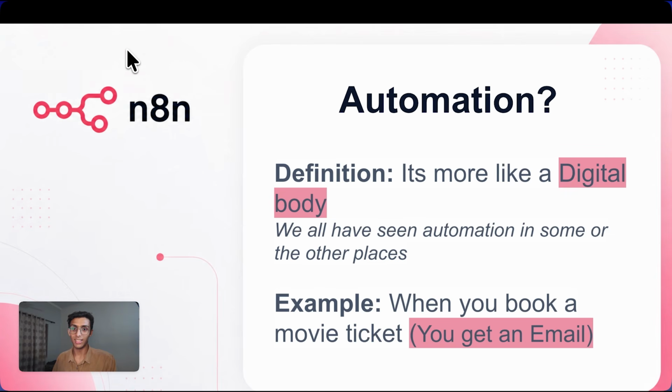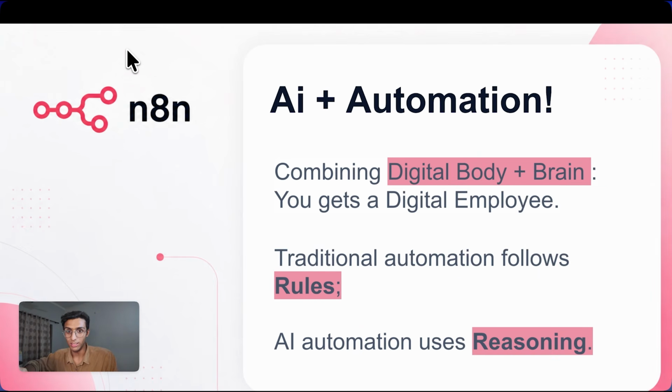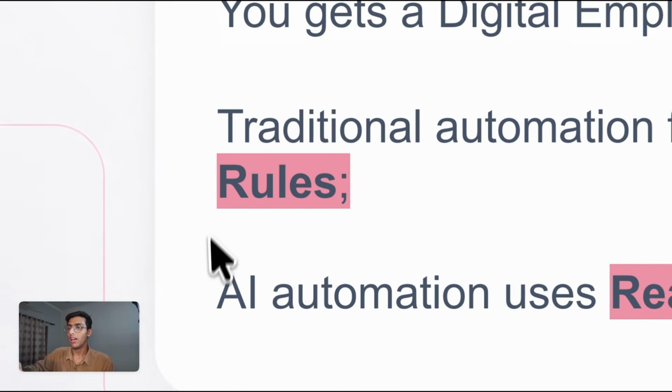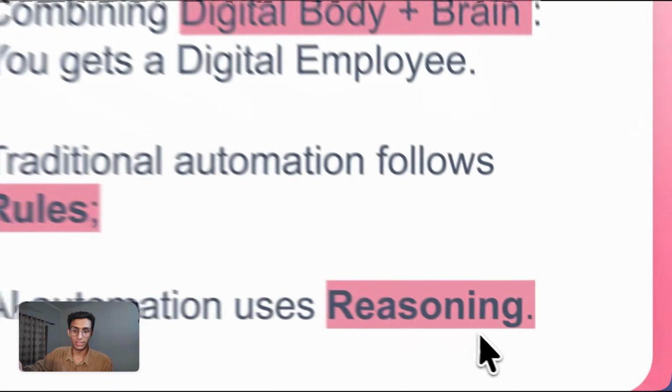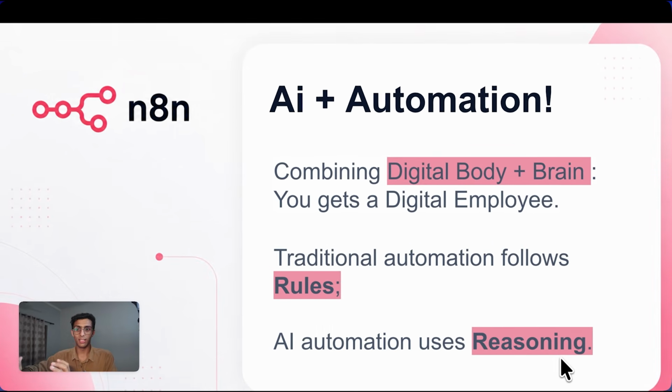No one is sending us an email or a text message. It is coming automatically. That is something automation is. And when we combine AI and automation, it is similar to combining a digital body and a brain. And you get a digital employee in return. Traditionally used to happen, automation follow rules. AI automation uses reasoning. So these are both different things.